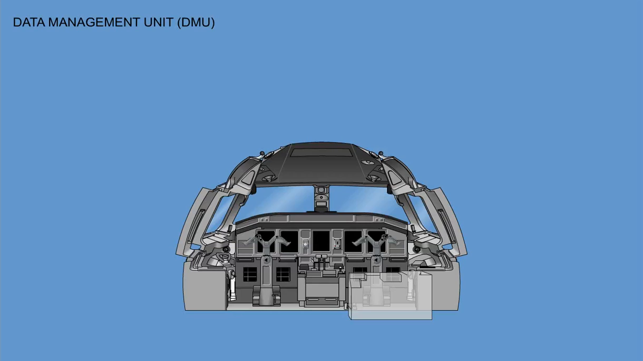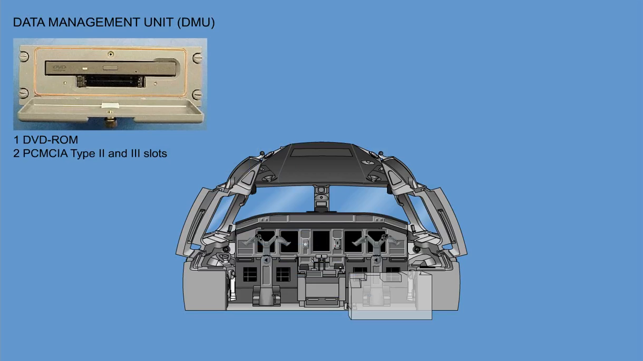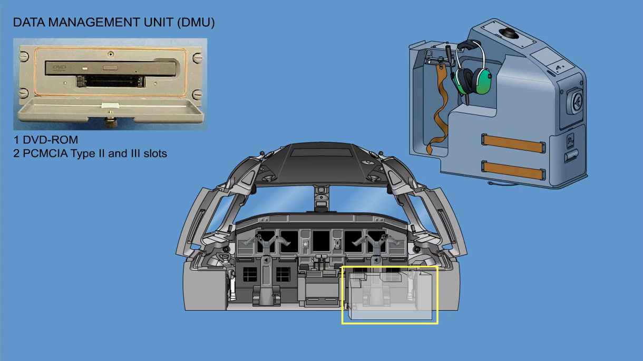The data management unit is a combination DVD-ROM and two PCMCIA Type 2 and 3 slots. The drives are packaged as a single LRU that provides the user the capability to transfer files to and from the aircraft. The DMU is a single LRU mounted on the cockpit console behind the pilot.